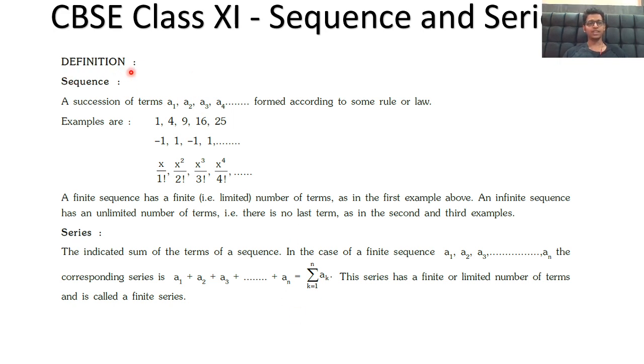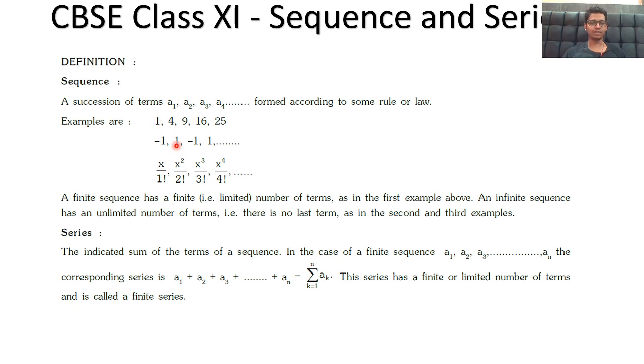So that's the definition of a sequence. A succession of terms formed according to some rule or law is called a sequence. That is, let's say 1, 4, 9, 16 and 25. There must be some rule by which this sequence has been formed. There must be a rule which is governing any sequence.